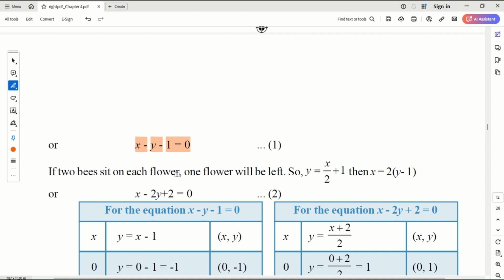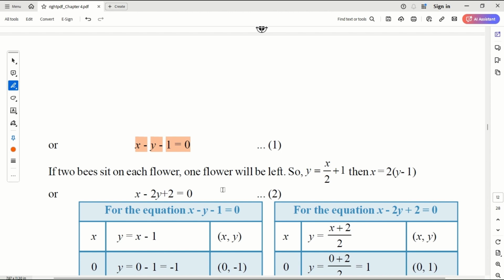If two bees sit on each flower, then one flower is left. Correct? One flower is left. So that means y equal to, how many bees are there? x number. x by 2 if you take, because two bees are sitting on each flower. If you take two bees at a time, that is x by 2. Then this is equal to y minus 1, because one flower is left out. So your equation will be x equal to 2 into y minus 1.